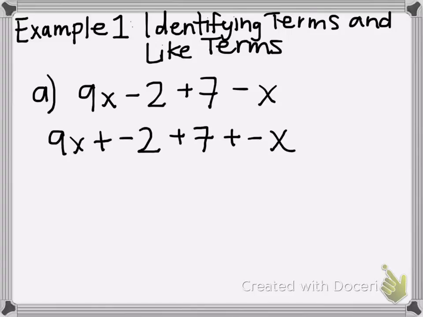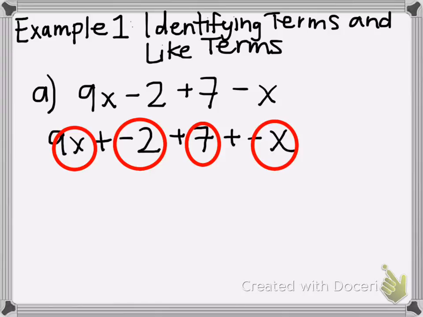So go ahead and get another marker out, a highlighter, or another colored pen, and I want us to circle the terms. So 9x is a term. -2 is our next term. 7 is our other term. And is this an x? No, it is a -x. Awesome job. So go ahead and circle your terms.